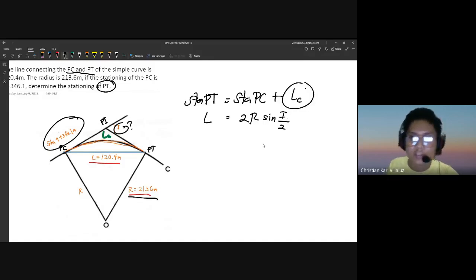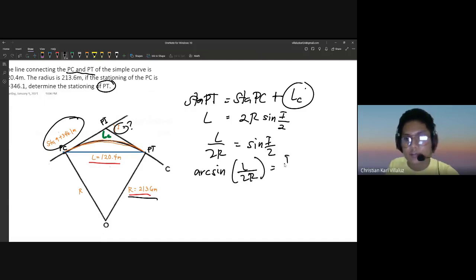So to determine I, divide both sides by 2R para maging sine I over 2 na. Then take the arc sine of L over 2R, which is equals to I over 2, and multiply it by 2. Arc sine of L over 2R equals to I.